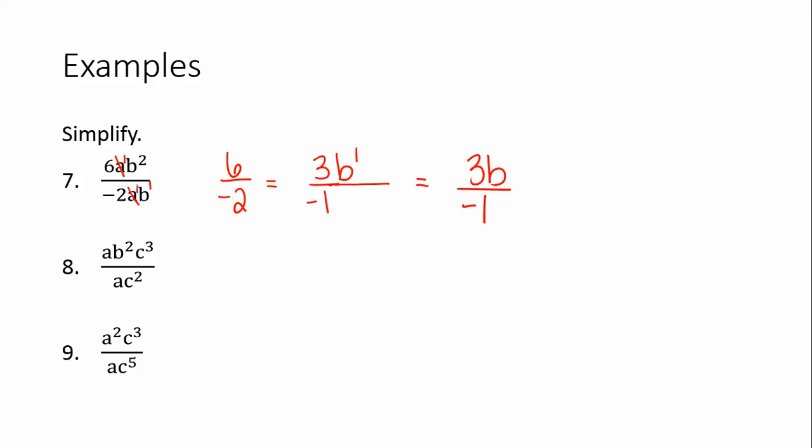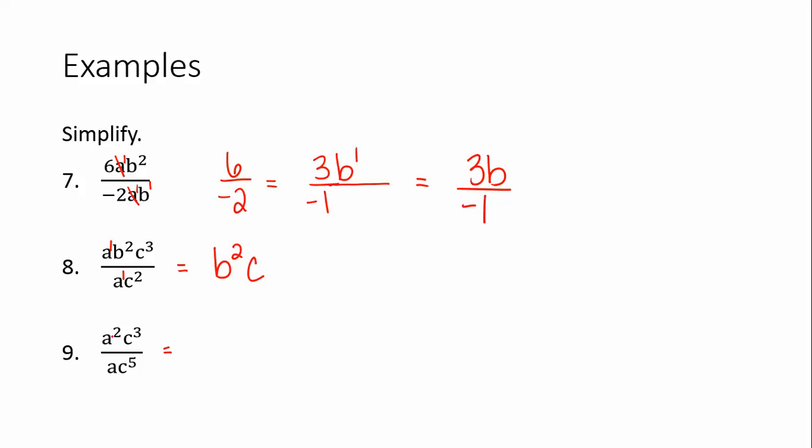Example 8, we have 8b squared c cubed over a c squared. So again, we have a to the first over a to the first. Those a's will cancel each other out, or 1 minus 1 is 0. Anything to the 0 power is 1, and I don't have to write that. Next, we have b squared on top. Notice there are no b's on the bottom, so there's nothing to subtract, so we're going to have b squared that's going to stay in the numerator. Finally, we have c cubed over c squared. 3 minus 2 is 1, so we have c to the first, or just c. So our simplified answer is b squared c.